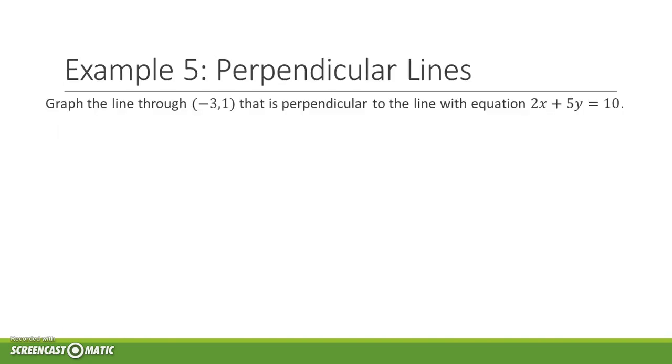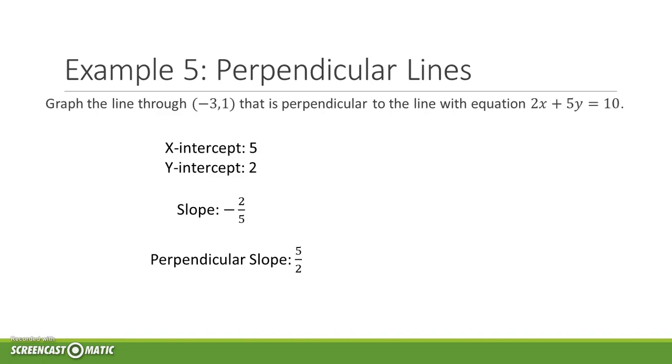So our example 5, we want to graph the line through -3, 1 that is perpendicular to the line with equation 2x plus 5y equals 10. So for our equation 2x plus 5y equals 10, the x-intercept is 5, the y-intercept is 2. We're going to use the intercepts to graph. And so the line falls 2 units for every 5 units it moves to the right. So the slope is -2/5. The slope of the perpendicular line would therefore be 5/2.